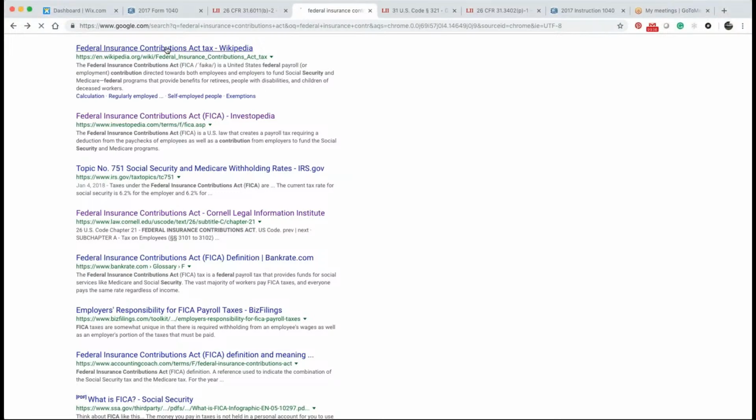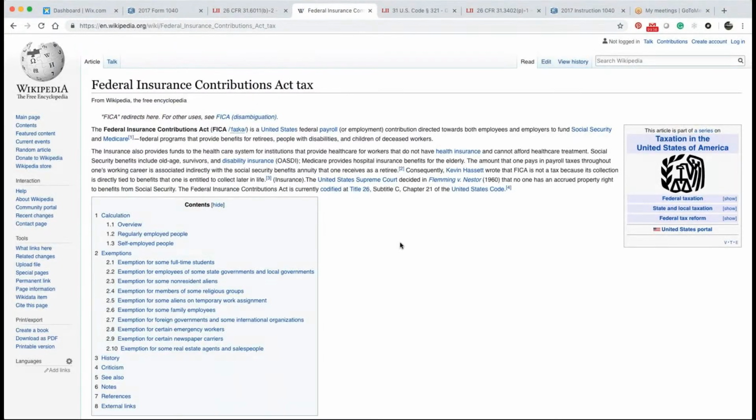All right, let's look at what Wikipedia says about the Federal Insurance Contribution Act. It says the Federal Insurance Contribution Act is a United States federal payroll or employment contribution directed towards both employees and employers to fund Social Security and Medicare. Federal programs that provide benefits for retirees, people with disabilities, and children of deceased workers. So FICA is for retirement, people with disabilities, and children of deceased workers. Okay, so it's not just for retirement.